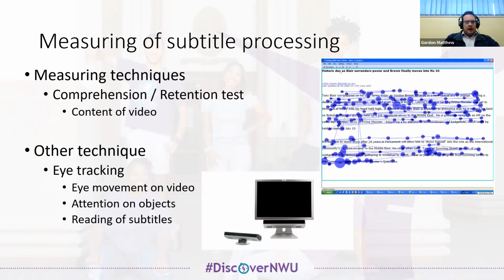As I said, mainly subtitle processing is measured through comprehension, but there are other techniques like eye tracking. So it records the eye movement on a video, so you can see where the attention of the student was, how much time they spent on specific areas on the screen, and also if they read the subtitles or not.